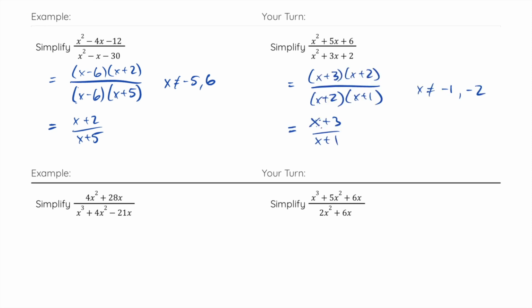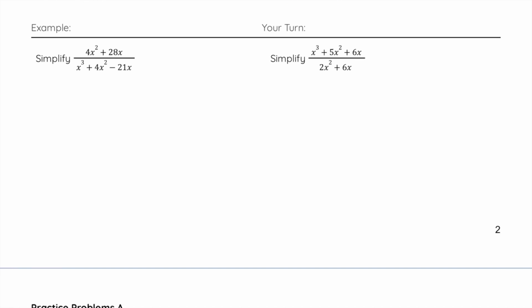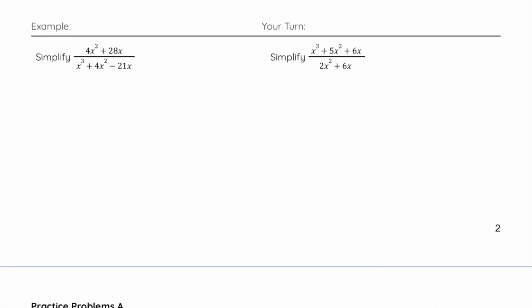Okay, so we see we end up with x plus 3 over x plus 1 as long as x is not -1 or -2. All right, this last one here, I'm going to look for some common factors because I have a cubic in the denominator there, but they all have an x term, and same in the numerator. So the first thing I'm going to do is factor out 4x from the top. And so we have 4x, x plus 7.